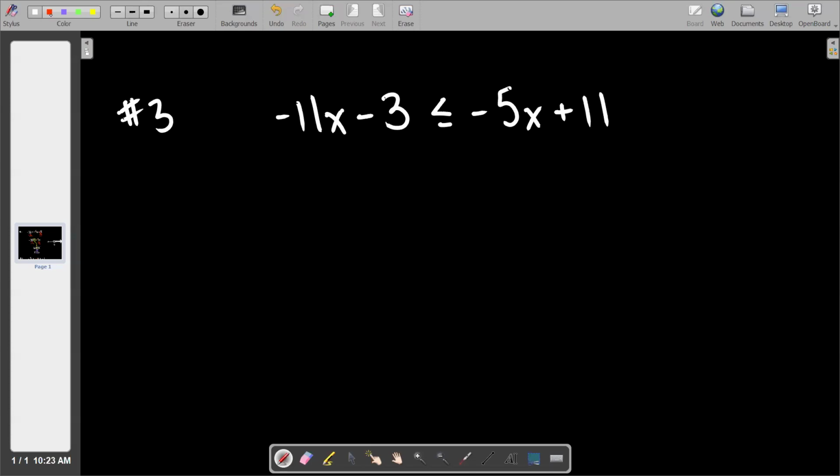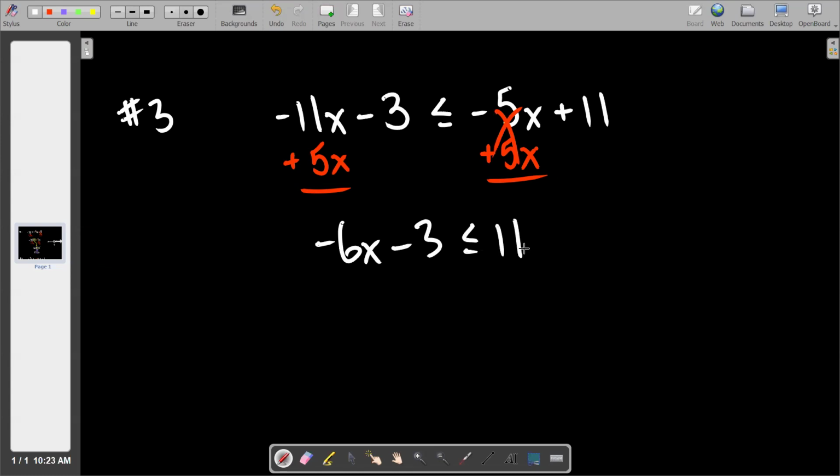Resumed. To be consistent with my own directions, I'm going to move my x's to the left. I'm not going to pay any mind to whether it's going to be positive or negative. I just like my x's on the left. So when I do that, I get -6x minus 3 is less than or equal to 11, like this. And from here, my course is set. I don't have options. I'm going to add 3 like this.